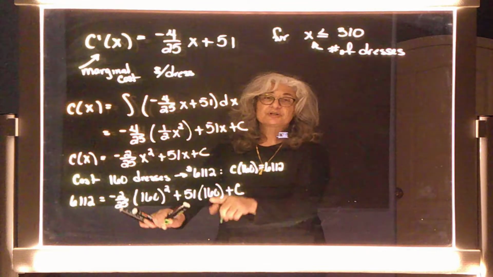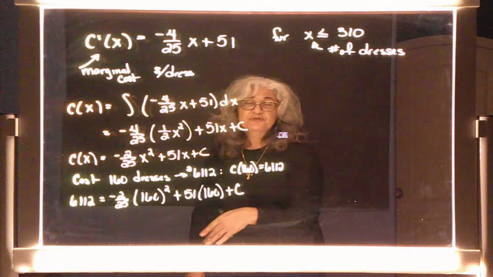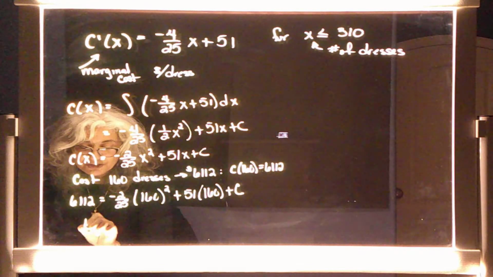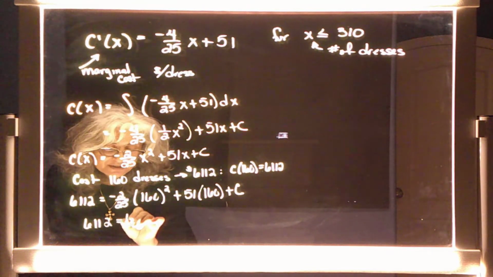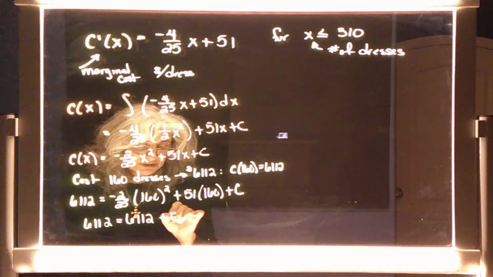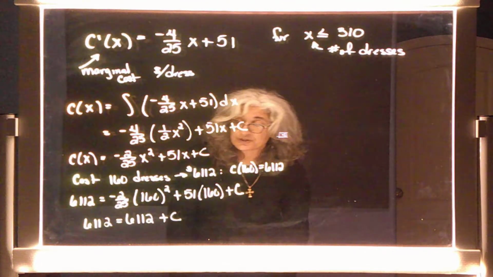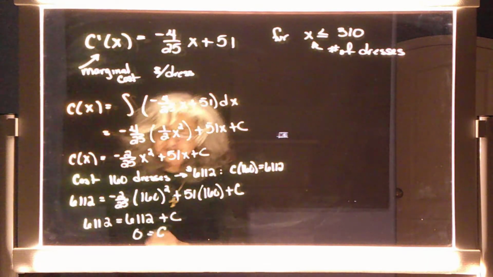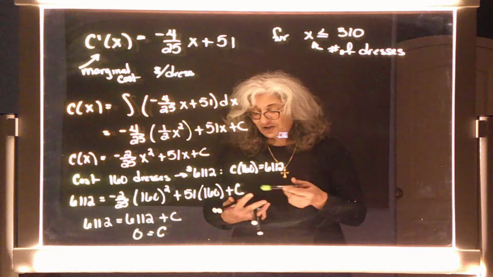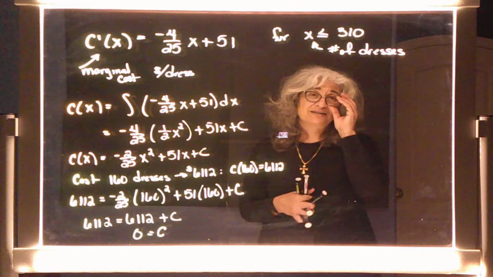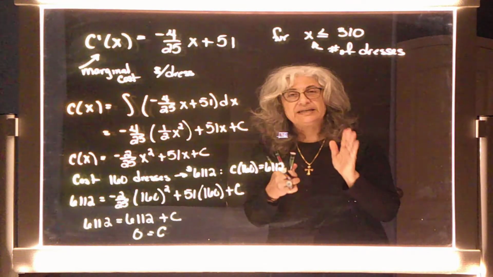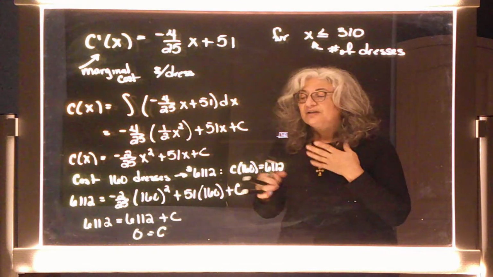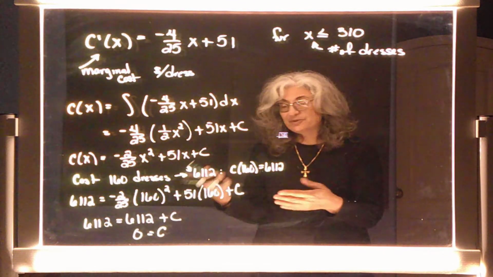Okay, so when you do the work on the right side and you square the 160 times the fraction plus the 51 times 160, what do you get? You're like, hey, wait. Yep, I got the same thing. You get 6,112 plus C on the right side, don't you? Which means C is equal to 0. So they disregarded fixed costs, didn't they? They just didn't tell me that. So I can't assume it. I can't assume costs are disregarded unless they tell me. But based upon what they gave me, that's what they did.